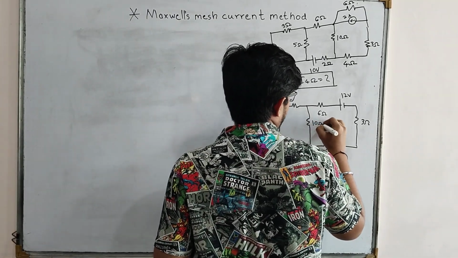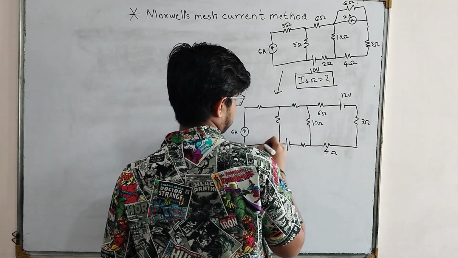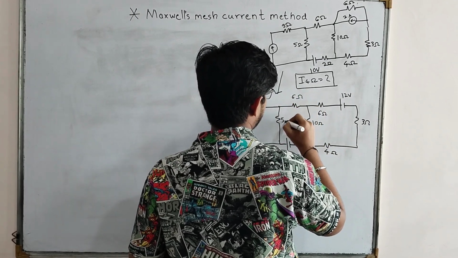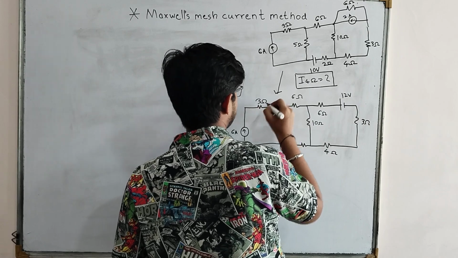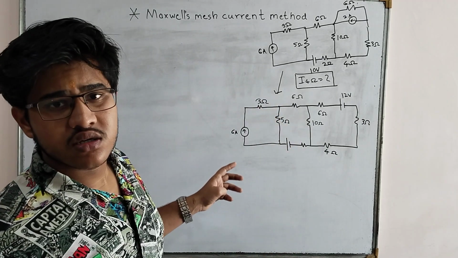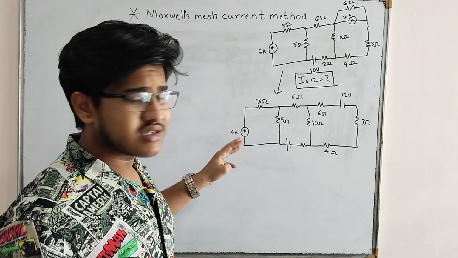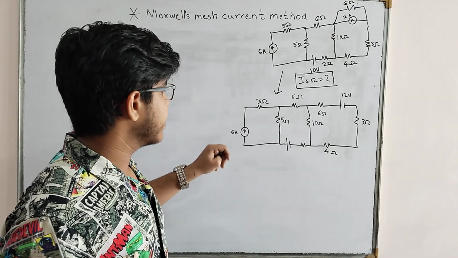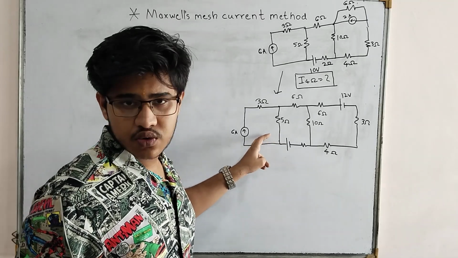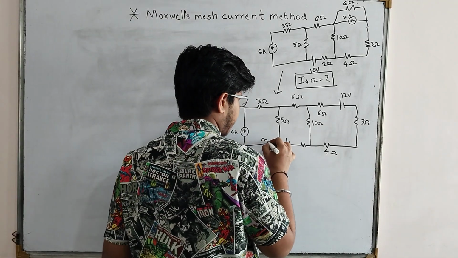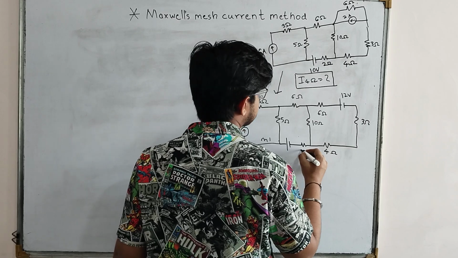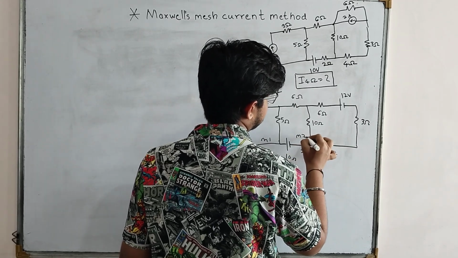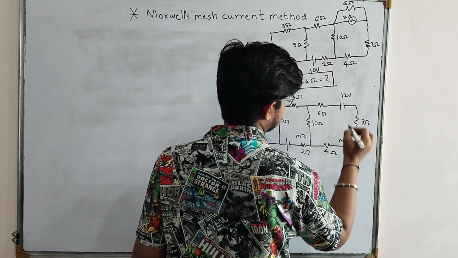This is my 10 ohm. Oh, I forgot to connect this. Okay, 6 ohm, 5 ohm, and this is my 3 ohm. Now what to do about this 6 amps? We will consider that this 6 ampere is flowing along this circuit only. It is restricted in this mesh only. So this is my mesh 1. This mesh has 10 volts. This is my mesh 2 and this is my mesh 3.